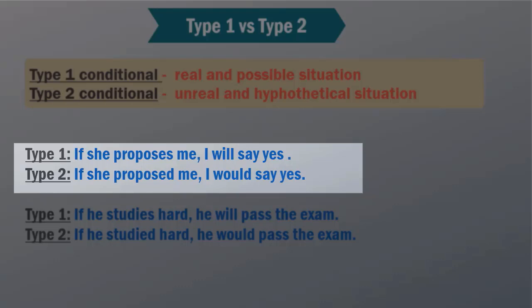I'm just imagining something that is not going to happen. I know she won't propose to me. So I'm just imagining. If she proposed to me, I would say yes, right?